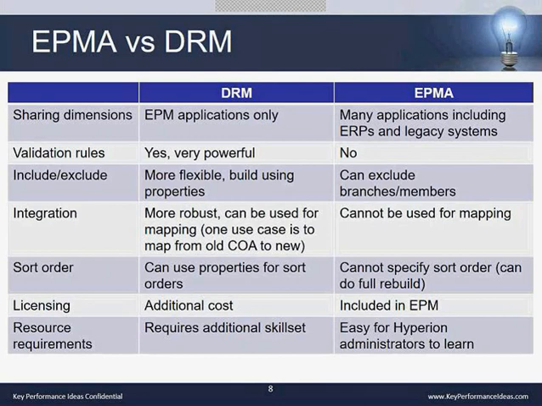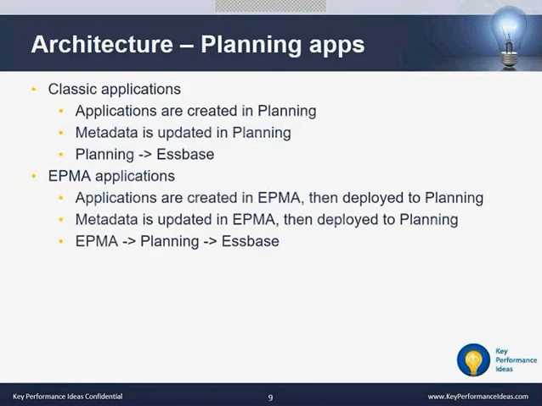With DRM, you also can use properties in order to determine things like the sort order. But with EPMA, you cannot really specify the sort order other than clearing out everything and reloading it, so it's in the order of the file that you are loading. With DRM, there is an additional cost to licensing, but EPMA is actually included in the EPM suite, so there's no extra cost for that. DRM, because it's a more advanced tool, does require additional skills and resources that have that skill set, but EPMA is very easy for Hyperion administrators to learn, or really, it's very simple.